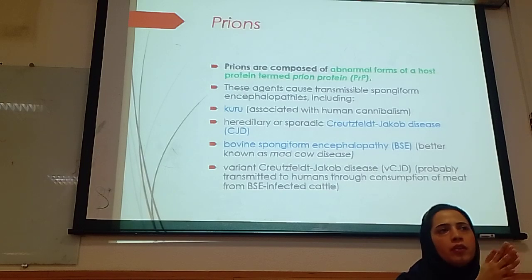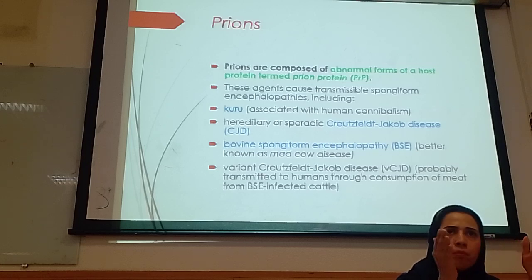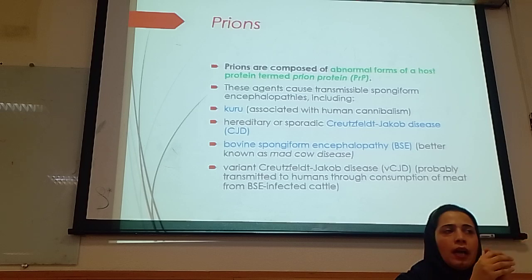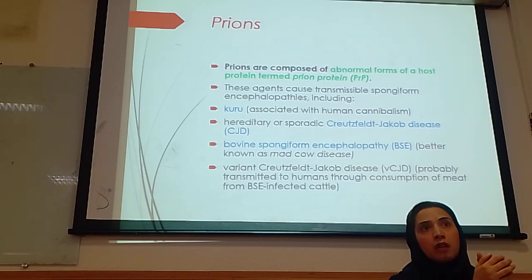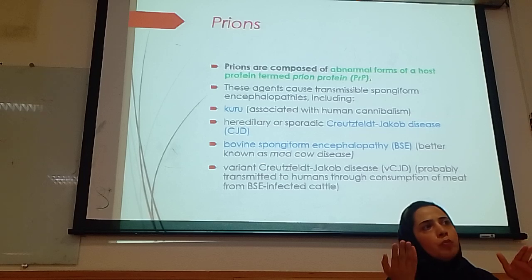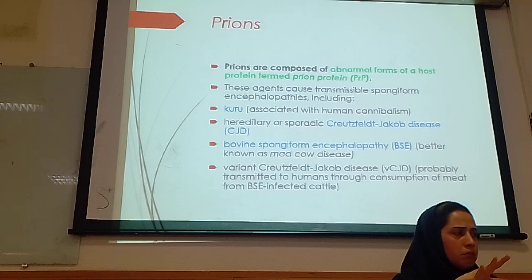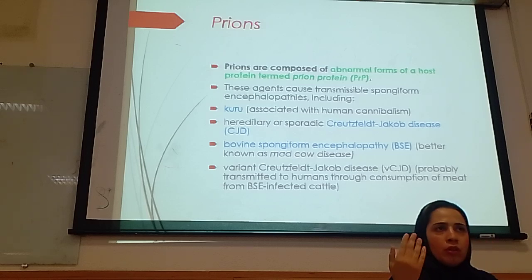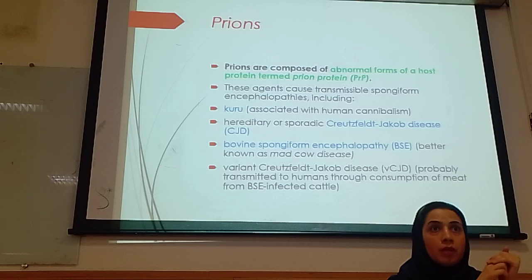Okay, what do you know about prions? It's just a protein. It doesn't have any nucleic acid. Yeah, it's just a piece of protein. And why do we call it an abnormal form of protein? What is the problem with this protein? Not properly folded. Yeah, it is a kind of misfolded protein, and that's why it causes disorders. And what diseases do you know that are caused by prions? Mad cow disease.